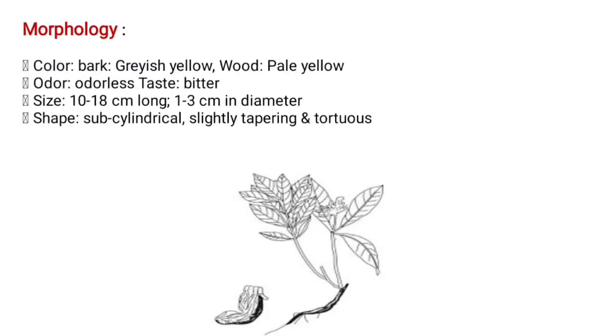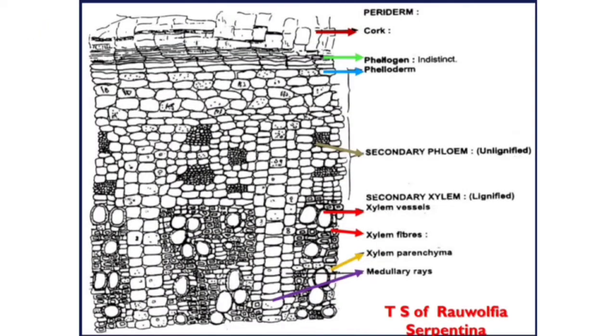Morphology: the color of bark is greyish yellow and the color of wood is pale yellow. Odorless and bitter in taste. Size is 10 to 18 cm long and 1 to 3 cm in diameter. Shape is subcylindrical, slightly tapering and tortuous. This is a TS of Rauwolfia serpentina.